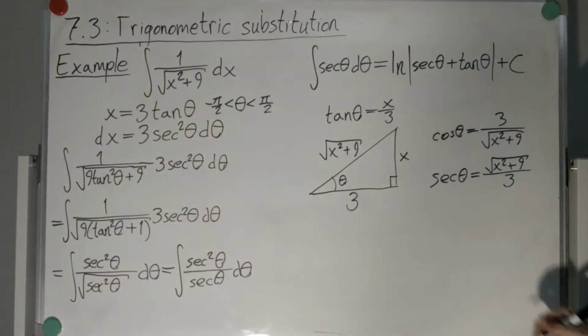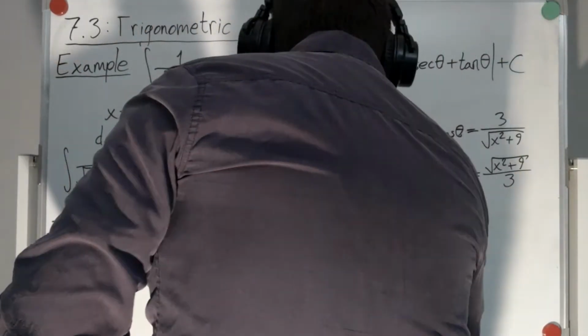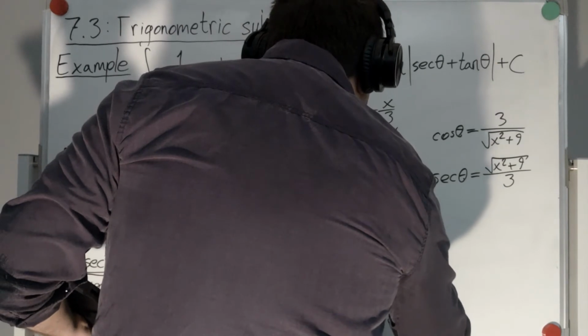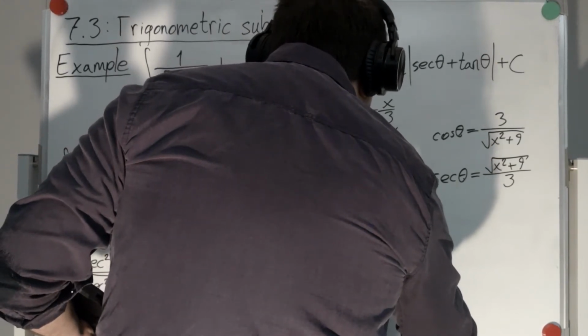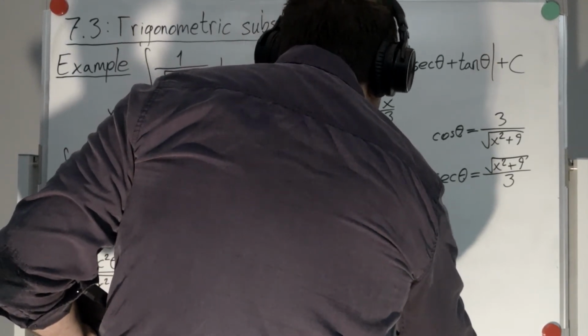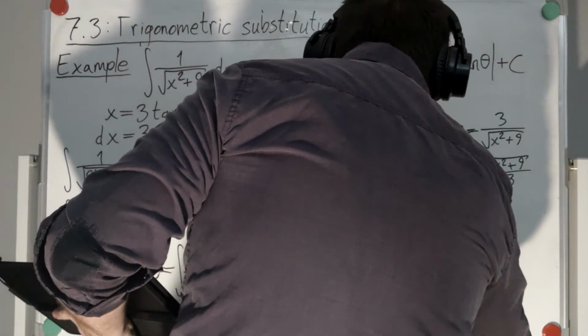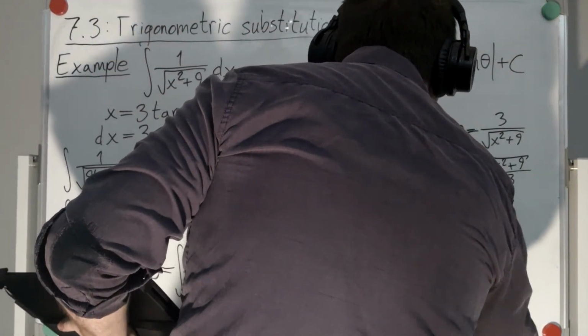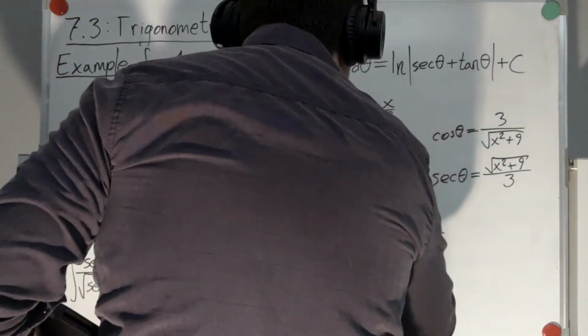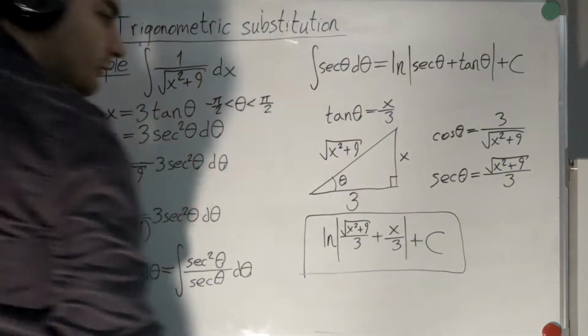So that means what we're looking at here can be written as the natural log of the absolute value of the square root of x squared plus 9 divided by 3 plus x over 3, plus c. And that's that.